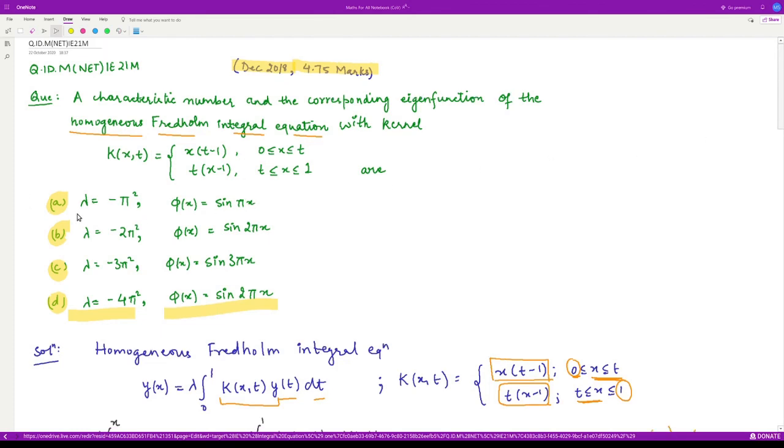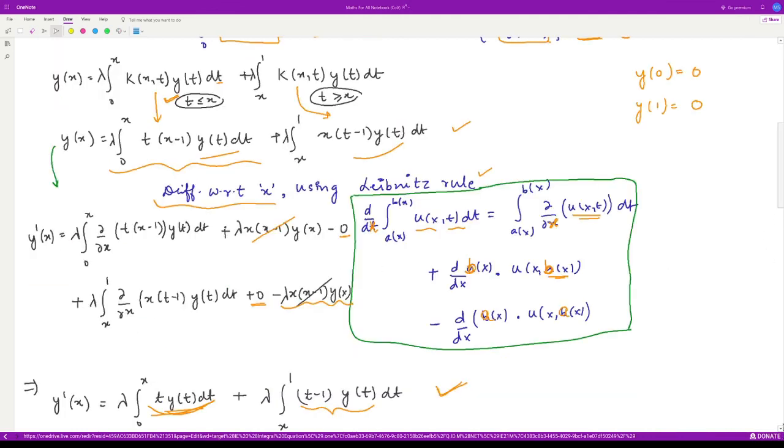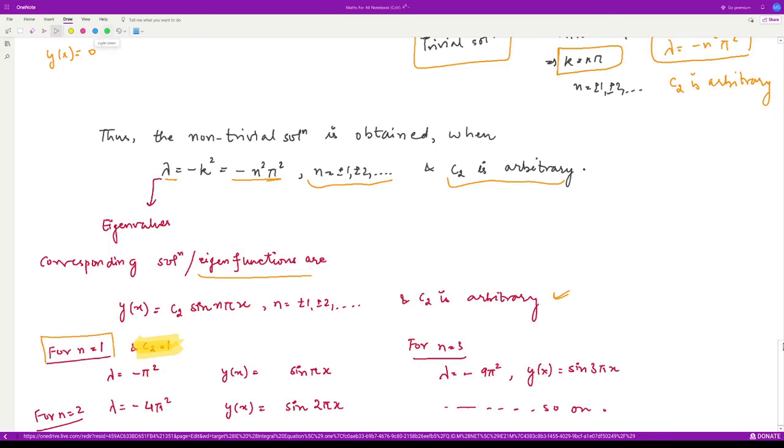We have lambda is equal to minus n square pi square. So this is not possible, this is not possible. Let's look at the other cases. When n is equal to 1, we have lambda is equal to minus pi square, and the corresponding eigenfunction would become, taking c2 as 1, sine n pi x, with n as 1, so sine pi x. For n is equal to 2, we have lambda is equal to minus 4 pi square, because 2 square is 4, and then y of x would be sine 2 pi x. For 3 it would be this, and so on.